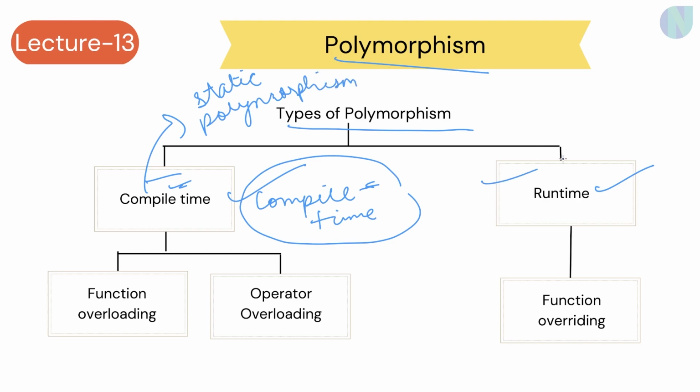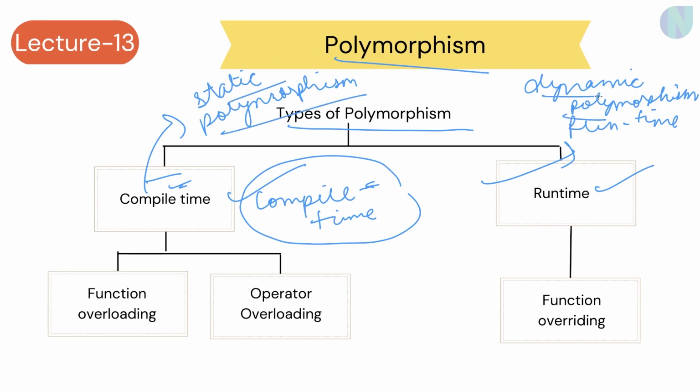The second type of polymorphism is runtime polymorphism. Runtime polymorphism is achieved at runtime, and it is also called dynamic polymorphism. So this is static polymorphism, this is dynamic polymorphism. Now let's come to the parts they have. Compile time polymorphism is of two types, function overloading and operator overloading, and runtime polymorphism is of one type, that is function overriding. Let's have a quick look at function overloading. I'm just giving you a brief overview, then we would look at each type of polymorphism in separate videos.